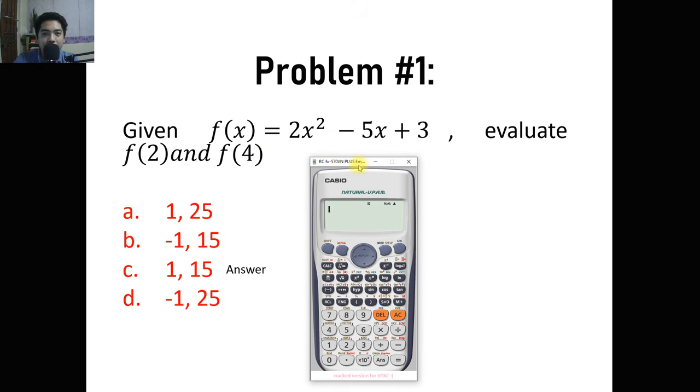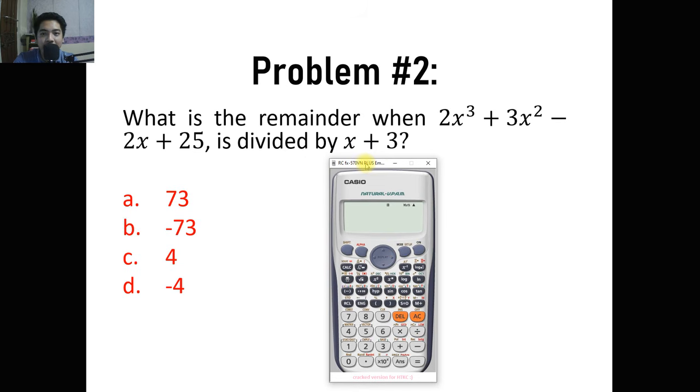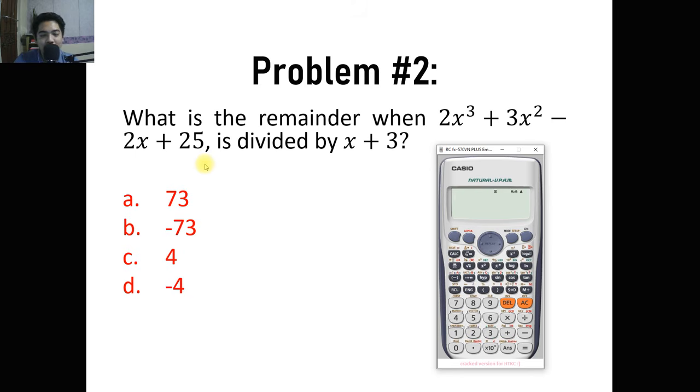So let's go now to number 2. What is the remainder when 2x cubed plus 3x squared minus 2x plus 25 is divided by x plus 3? We need to recall our knowledge about the remainder theorem here, which states that if a polynomial f of x is divided by x minus k or x plus k, the remainder is f of k.